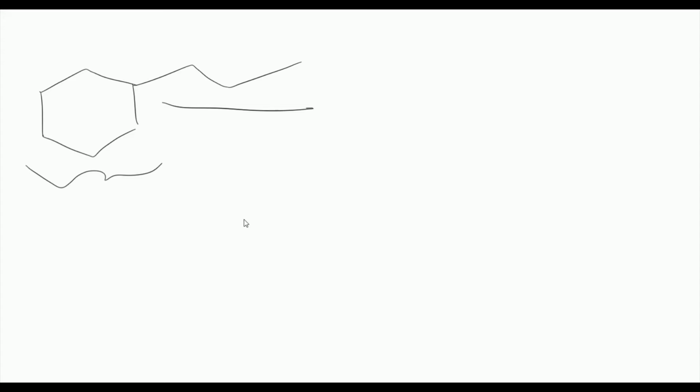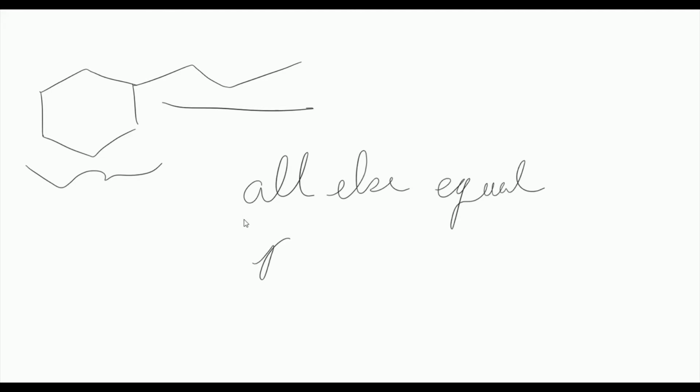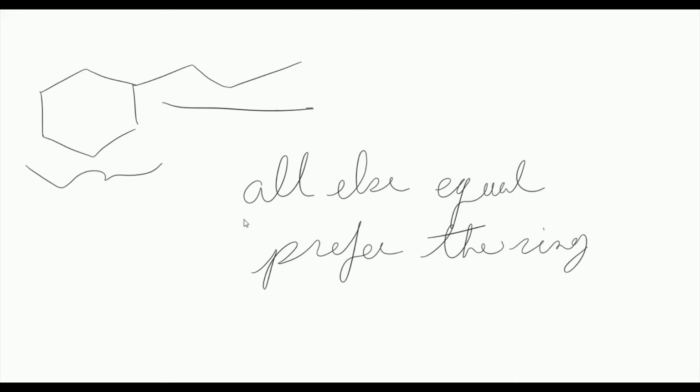And the rule there is, all else being equal, you prefer the ring. Okay? You give priority to rings over chains, unless there is something on the chain. So if there's a suffix group or there's other substituents, things like that on the chain, you go with the chain. But if they're equal, you go with the ring.